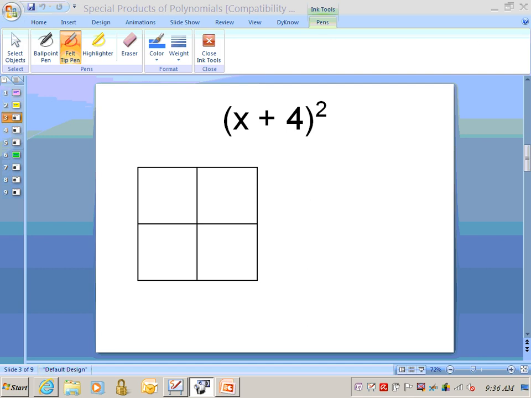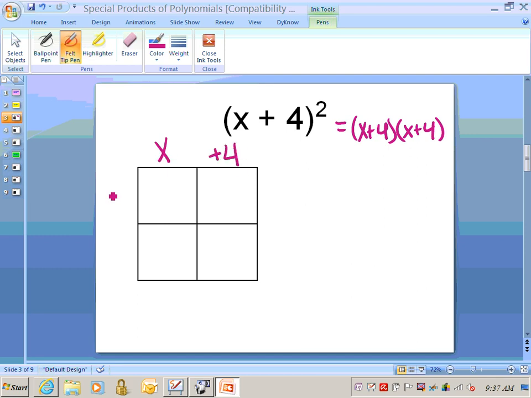Alright, does anybody have any idea how we would write this? What does this mean? Good. It really means x plus 4 times x plus 4, right? So we fill it in our box. We should have x plus 4 and x plus 4. Go ahead and fill that box out.